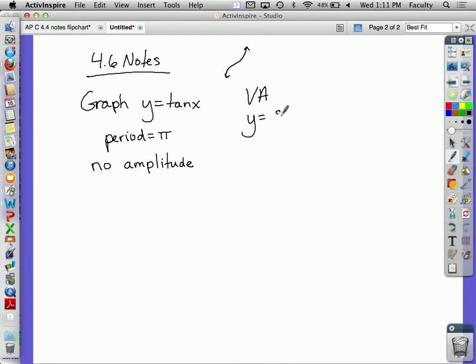Now we need to talk about a vertical asymptote. Tangent, we can rewrite as sine over cosine. And a vertical asymptote occurs where the denominator equals 0. And you've canceled out any common factors so we don't have a removable discontinuity. But it's going to occur where cosine x equals 0.